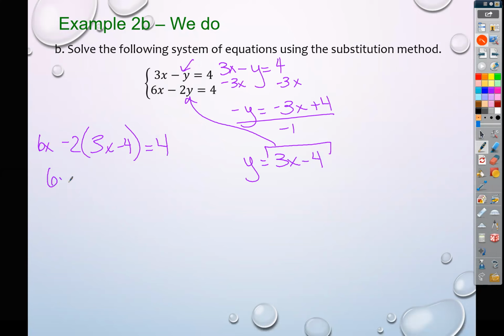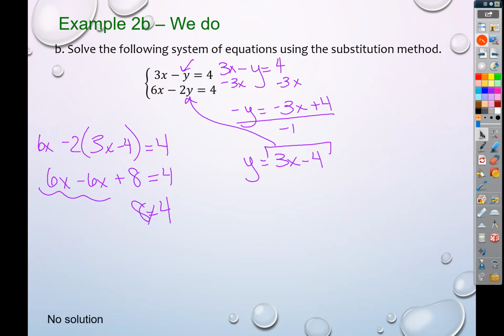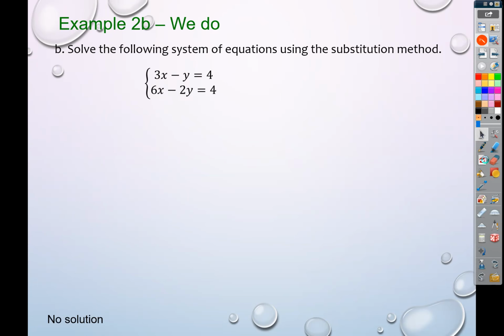So when I do that, I distribute. So you get 6x minus 6x plus 8 equals 4. Your 6x's are going to cancel each other out, and you'll get 8 equals 4, which is untrue. Therefore, if you get a false statement, it's going to be no solution. No solution. So if you get a true statement when all the variables are gone, it's infinite solutions. If you get a false statement, it's no solution.